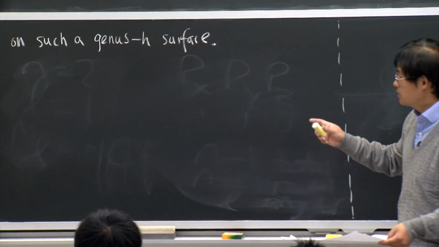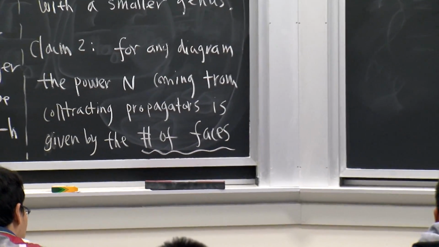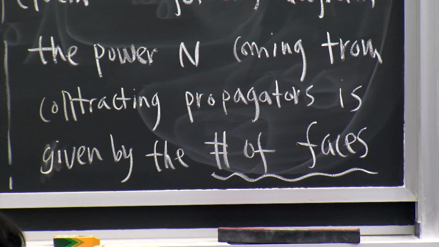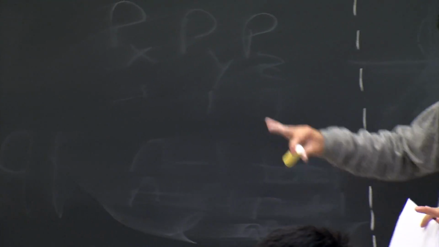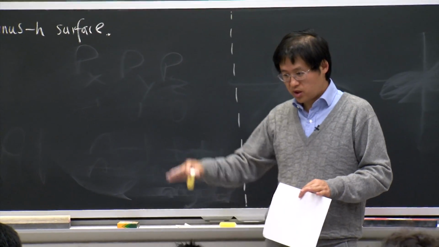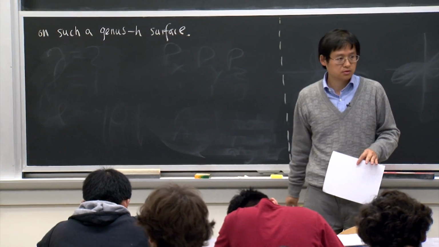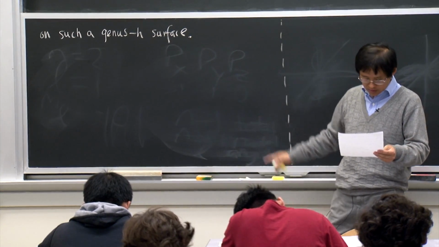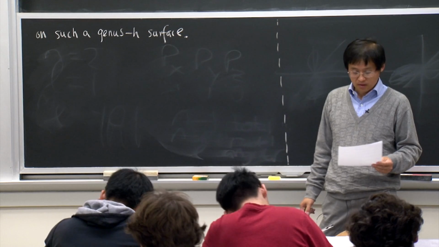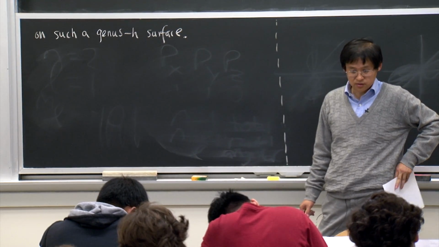So the number of faces, as we explained last time, just means the number of disconnected regions in the diagram. So once you have straightened it out, then in this unambiguous way, you can count the number of disconnected regions in the diagram. And that number is the power of n that comes from the contracting propagators.